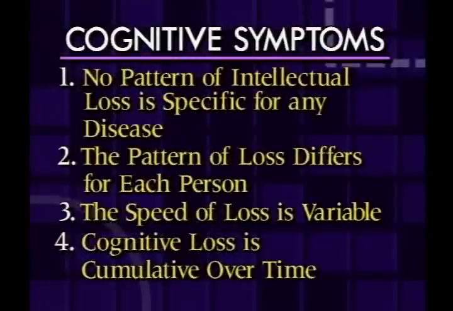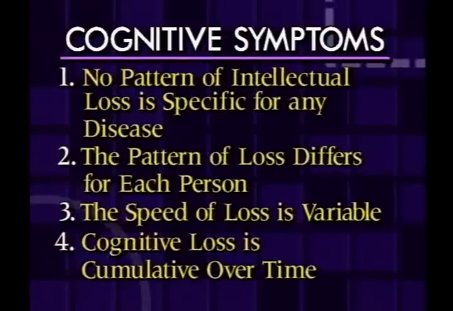What are the cognitive symptoms and the basic principles of cognitive loss associated with dementia? Well, first of all, no pattern of intellectual loss is specific for any particular type of disease. You can't look at a patient and say, well, he's got memory problems, therefore he must have Alzheimer's, as opposed to vascular dementia or Pick's disease. The pattern of loss differs for each person. No two patients are the same, so you can't get a prototypic Alzheimer patient in your mind and then expect every other patient to look the same.